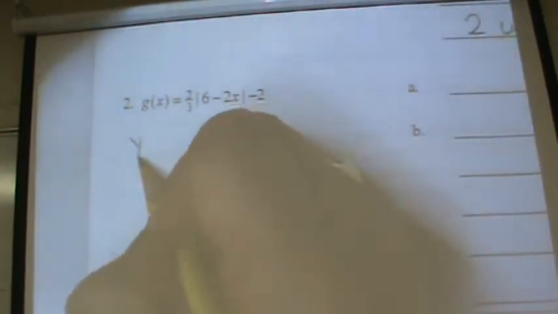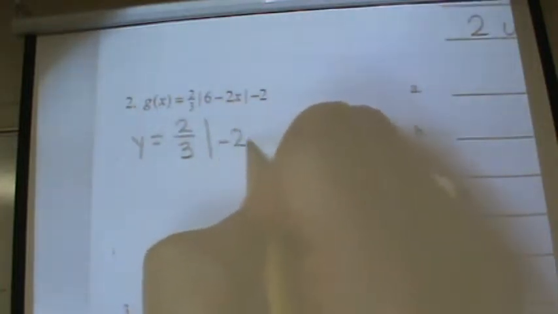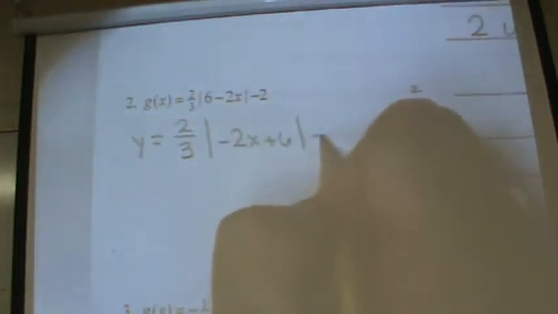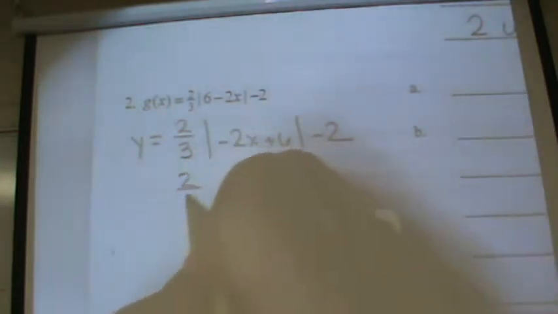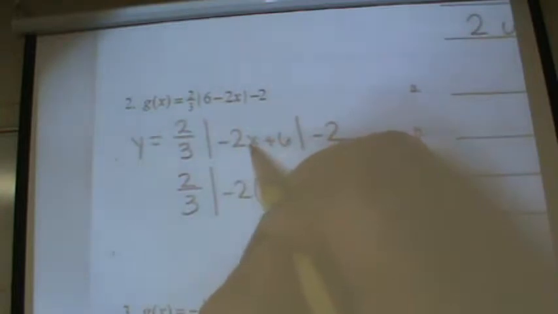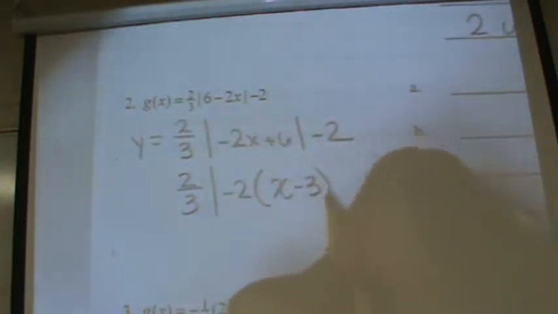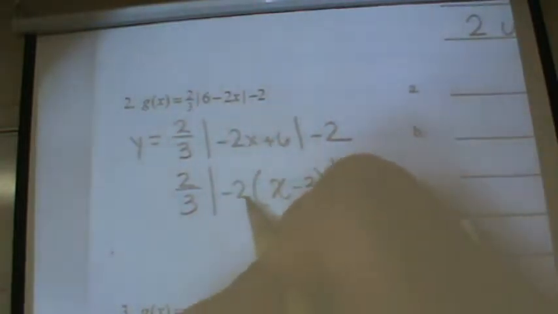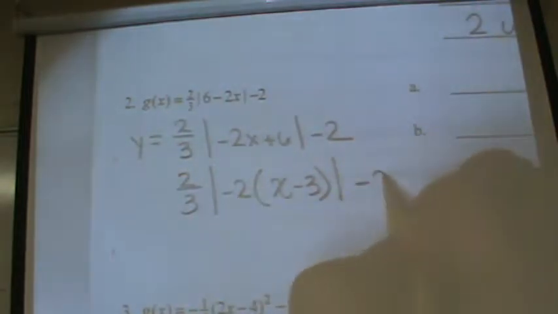Number 2, this problem has to be rewritten. We did this one together, we're going to do it again. So let's rewrite negative 2x plus 6. Pull out the negative 2. So what is 6 divided by negative 2? Negative 3. You want that a value out by itself.